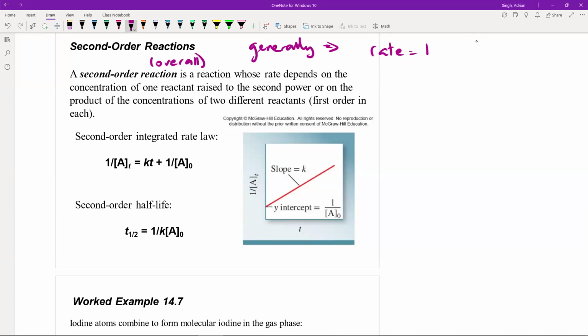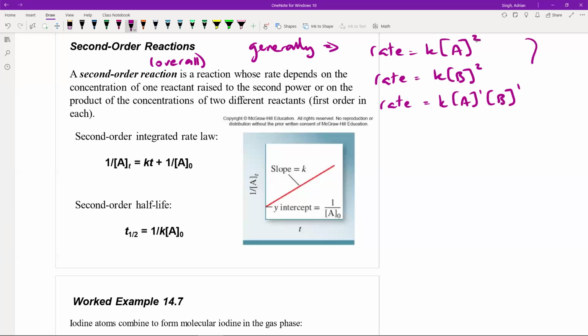So rate equals K, and if we just have, it can be the concentration of one of the reactants raised to the second power. Let's say we have a different reactant, let's say B raised to the second power, or we could have the concentration of each of the reactants raised to the first power. Either way, when we add together all of the exponents in each of these, we end up with 2 as the overall rate of the reaction, right? So any of these 3 that I just listed here are second order reactions overall. For simplicity's sake, let's just do the first one for right now. Okay, so we'll use that one as our template.